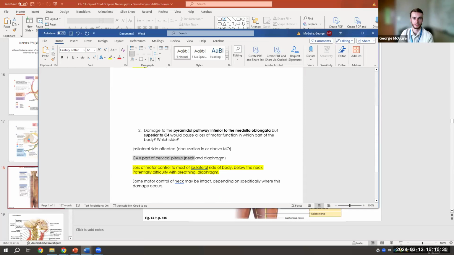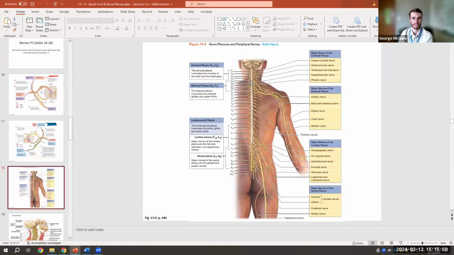So knowing that C4 is part of the cervical plexus and we could be talking about anywhere in there, my response was that loss of motor control to most of the ipsilateral side of the body below the neck, potentially including difficulty with breathing from the diaphragm, thanks to our discussion with Constance. And then a little extra of that, some motor control of the neck may be intact depending on specifically where the damage occurs. Because again, if damage is low, if it's closer to C4, these nerves are still intact and unaffected. So whatever muscles they are innervating are going to be responding just fine. But anything below that damage is not going to be able to respond.